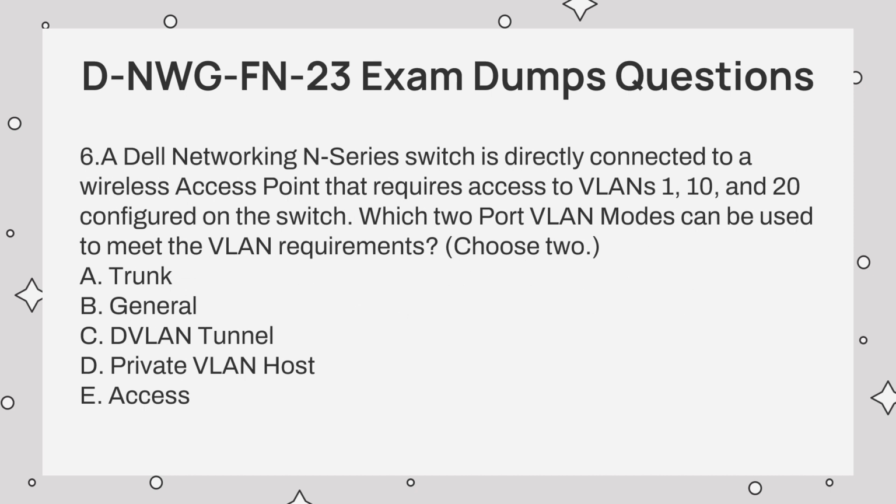6. A Dell Networking N-series switch is directly connected to a wireless access point that requires access to VLANs 1, 10, and 20 configured on the switch. Which two port VLAN modes can be used to meet the VLAN requirements? Choose 2. A. Trunk. B. General. C. DVLAN tunnel. D. Private VLAN host. E. Access.